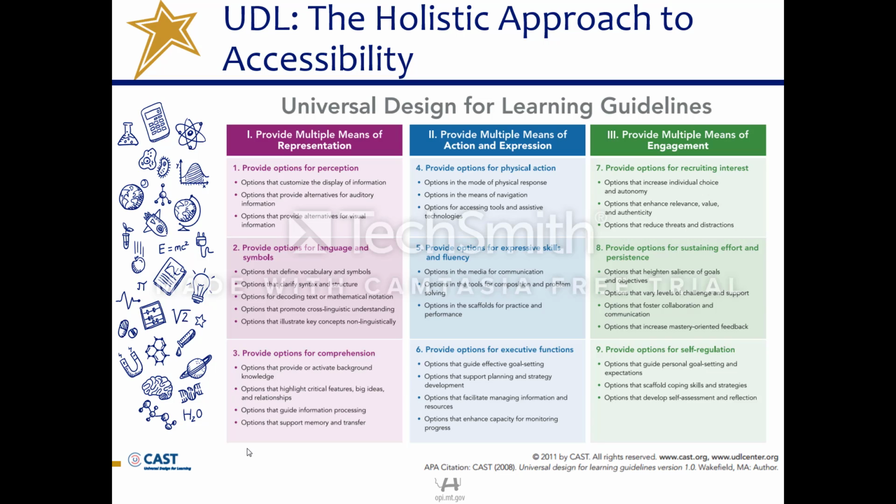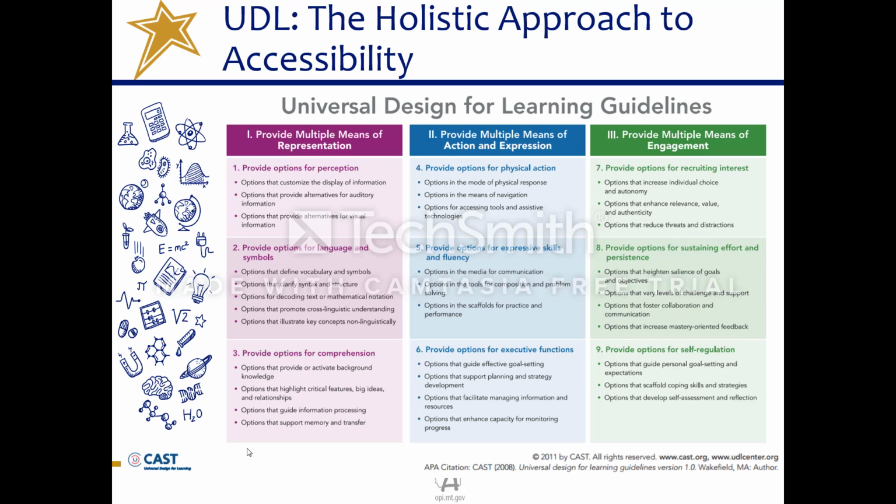These universal design for learning guidelines were developed by CAST. There are three main principles. The first is the idea of providing multiple means of representation. That means presenting information, content, and assessment in multiple formats so that all students have access. An example of this is to present information in a visual format or in an auditory format.